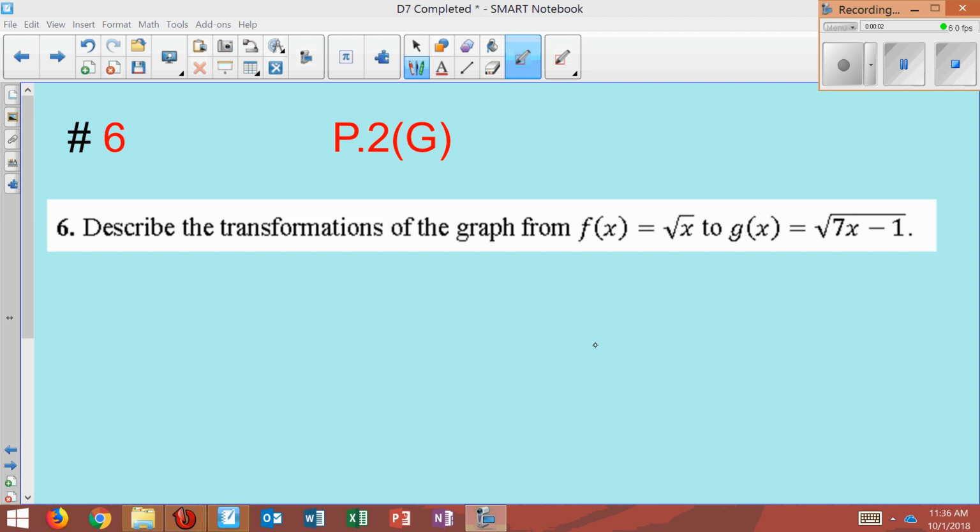Number 6, describe the transformations of the graph of f of x equals square root of x to g of x equals square root of 7x minus 1. Well, I see two transformations that are occurring here. I see that there's a 7 and the negative 1.